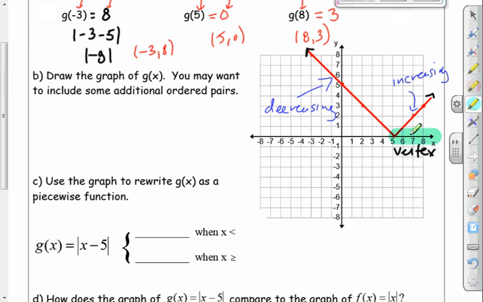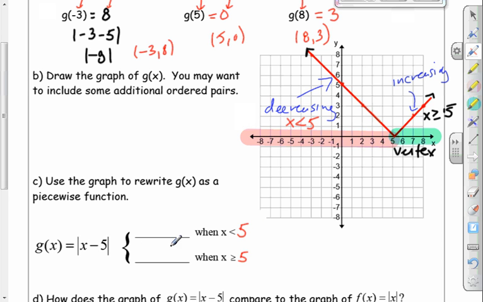Well, notice as we move to the right of 5, we see the graph increasing. So the graph is increasing when x is greater than or equal to 5. I'm going to go ahead and fill that in down the bottom, because when we define our function as a piecewise function, we'll need to use that. However, when I go to the left of 5, you can see the graph is decreasing. So the graph is decreasing when x is less than 5. I'm going to fill that in down the bottom as well.